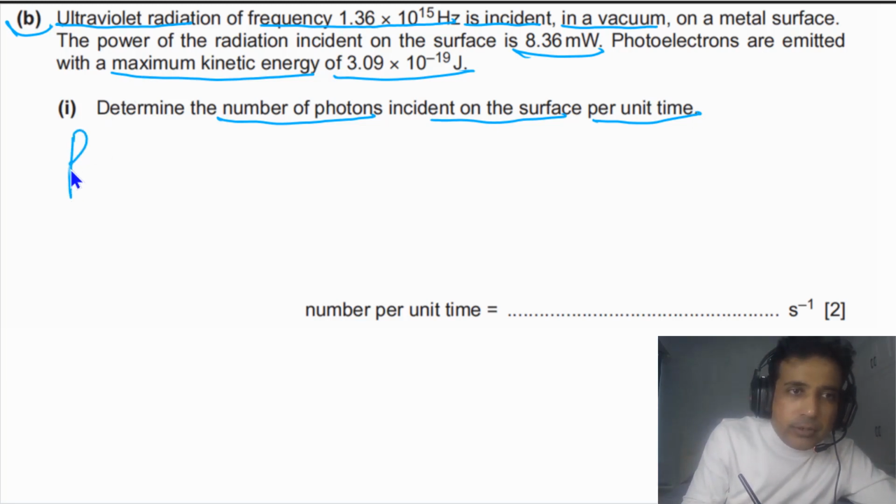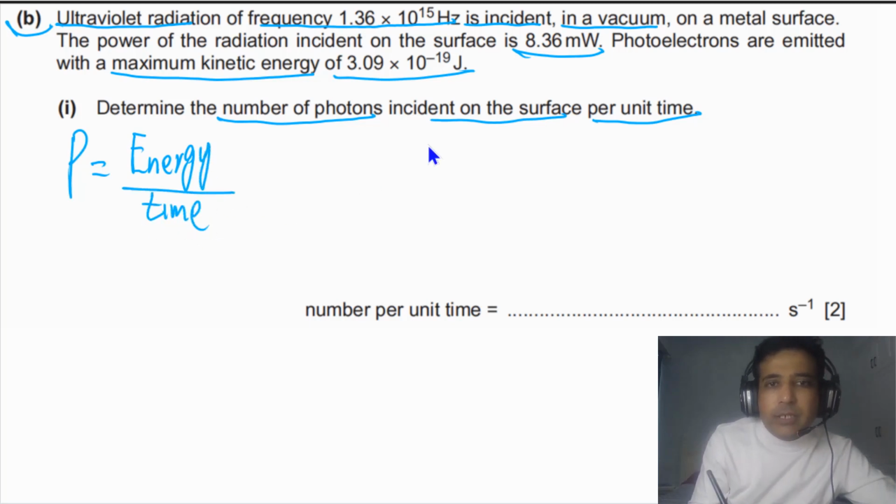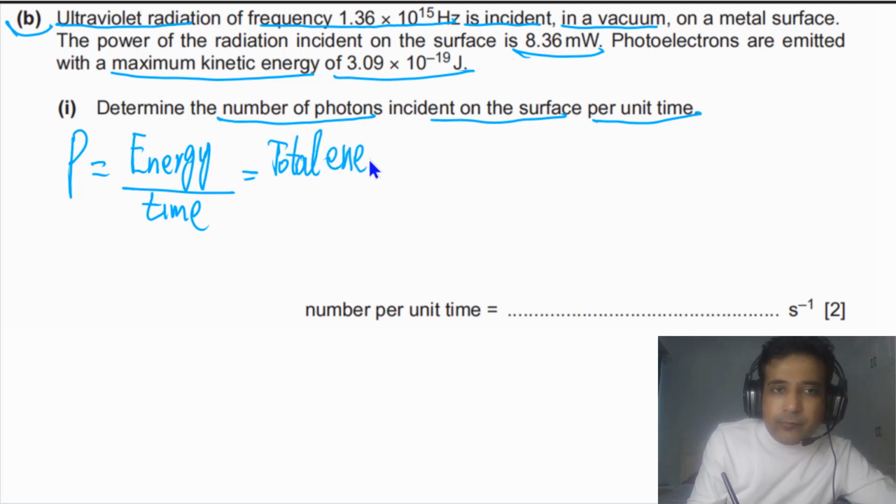The power is given to us, and power is equal to energy over time. So in this case, we need to find energy per unit time. Energy is representing the total energy, so I'll be using total energy for better understanding. This is the total energy falling on the surface of the metal per unit time.